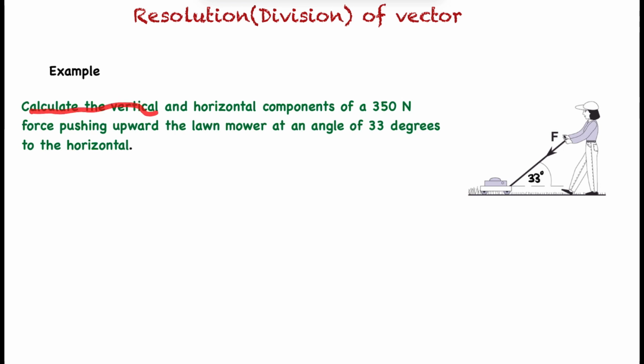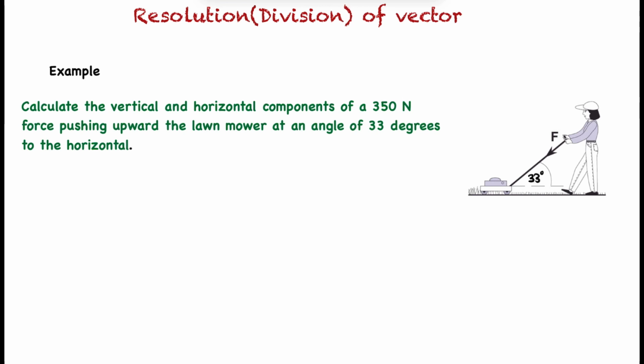Calculate the vertical and the horizontal component of a 350 Newton force pushing downwards. This is supposed to be downwards, guys, not upwards. Downwards the lawn mower at an angle of 33 degrees to the horizontal. This is supposed to be downwards because you see it's pushed downwards, right? Now to do that, guys, it's very important in the diagram to understand what is happening there.